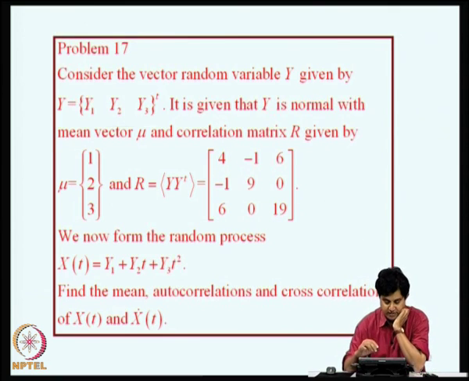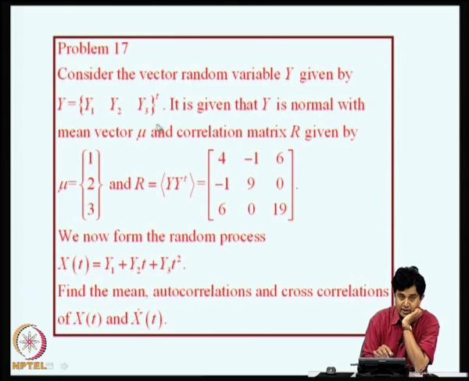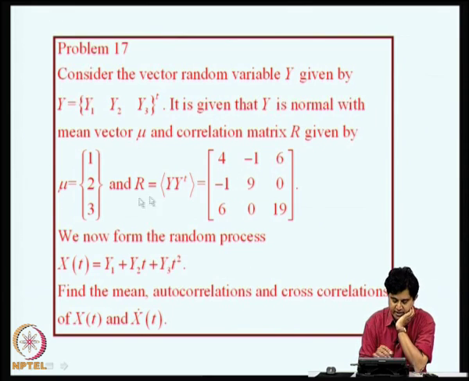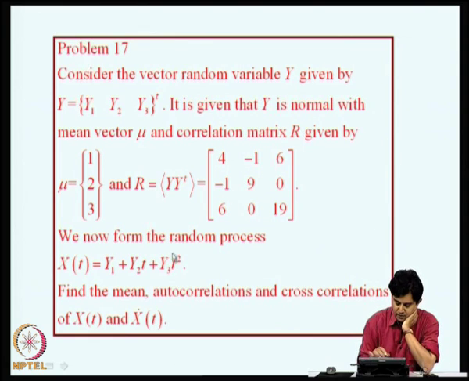The problem is as follows: consider the vector random variable y given by y1, y2, y3. It is a 3 cross 1 random vector. It is given that y is normal with mean vector mu and correlation matrix R given as shown here. Mean is 1, 2, 3 and the correlation matrix is this. We now form the random process x of t is y1 plus y2 t plus y3 t square. So, the problem is to find the mean, autocorrelations and cross correlations of x of t and x dot of t.